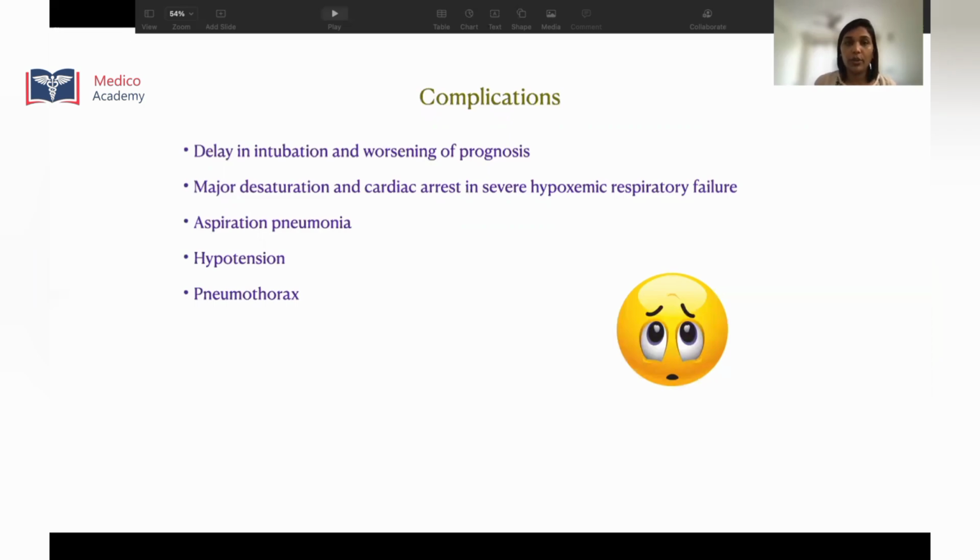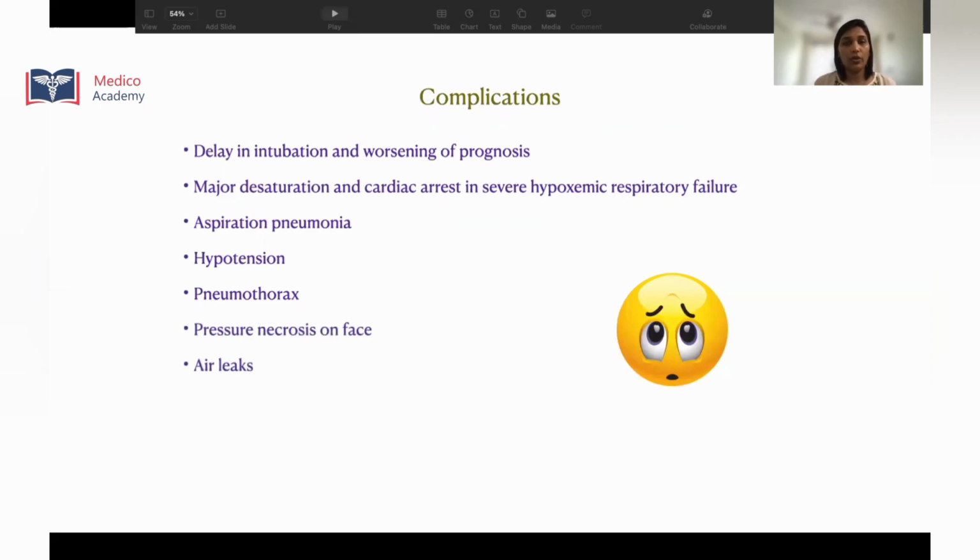Patient can go into hypotension because you are providing positive pressure into the thoracic cavity. When you provide positive pressure into your thoracic cavity, definitely your venous return into the heart will reduce, in turn which will reduce the cardiac output, and thereby it can result in hypotension. Patient can have pneumothorax; a COPD patient with a bulla, it can rupture with the positive pressure ventilation, which can also result in tension pneumothorax and a cardiovascular collapse.